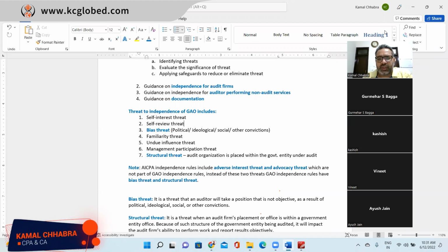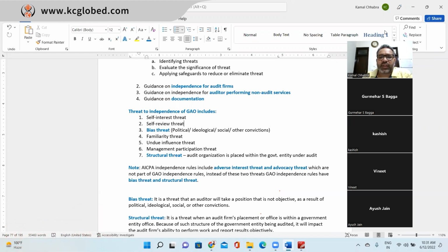So there are two new things over here. One is bias threat and second is structural threat, right? So I think when we were doing practice of some multiple choice questions, we saw one example for the structural threat, right? At that point of time also I gave a brief overview of what is structural threat, and the second one is bias threat. Like as the name suggests, bias. What is biasness?